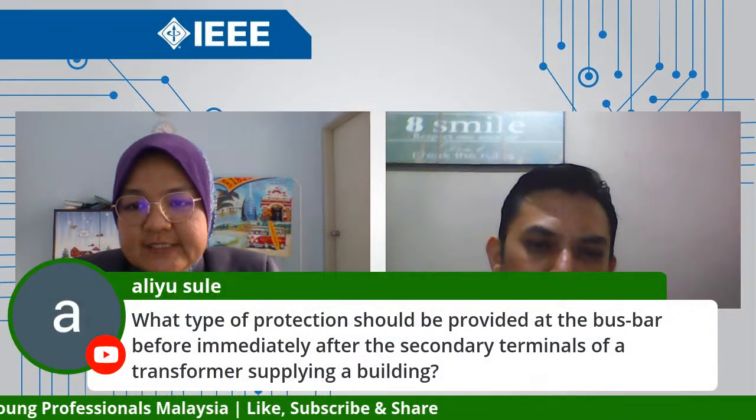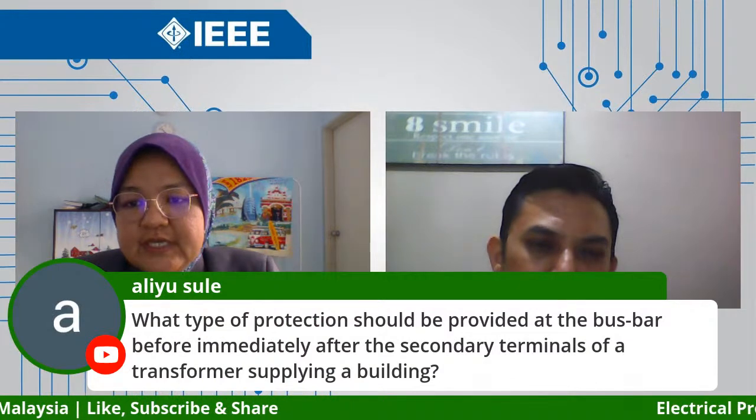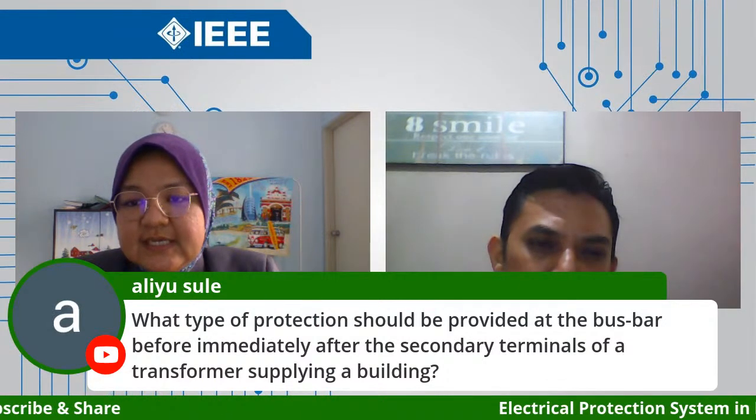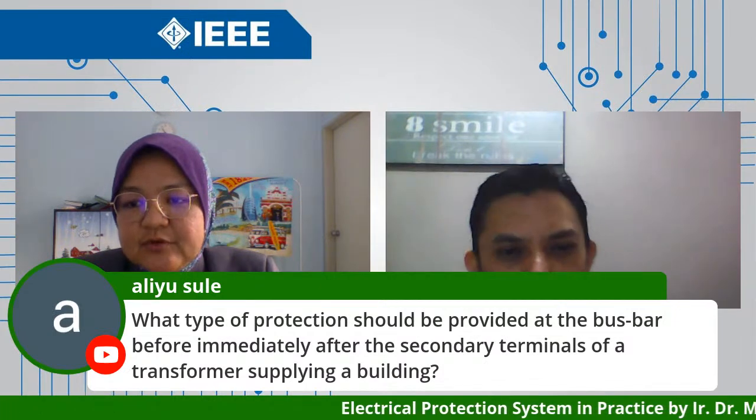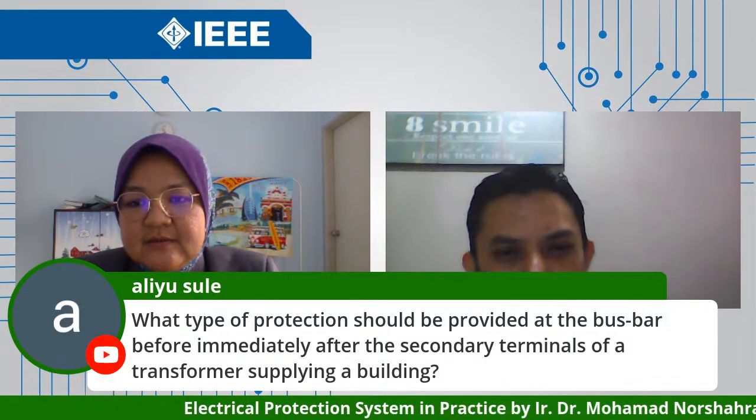Okay. Next question from Aliyu: what type of protection should be provided at the bus bar immediately after the secondary terminals of a transformer supplying a building?